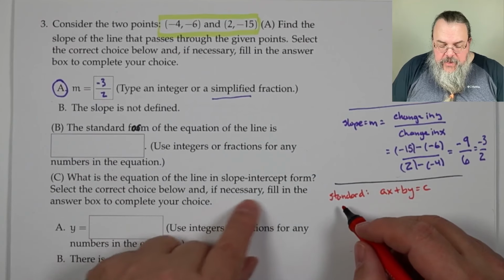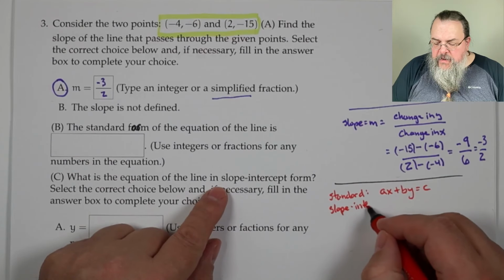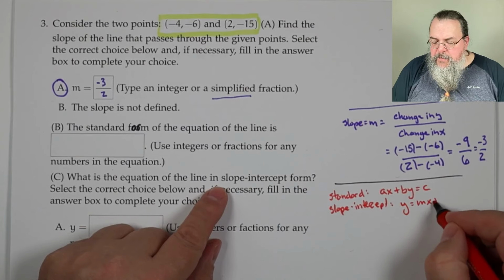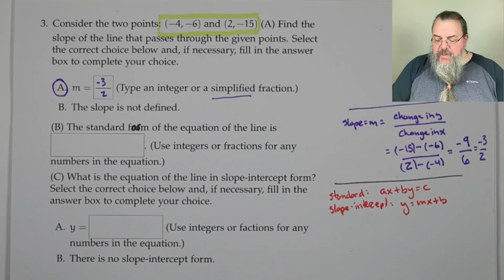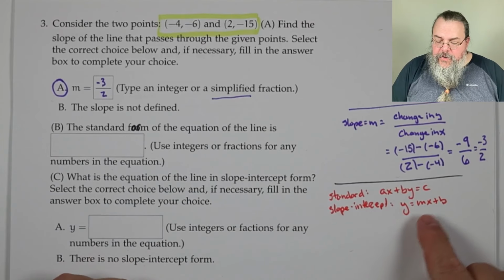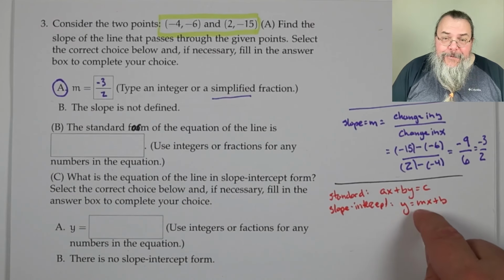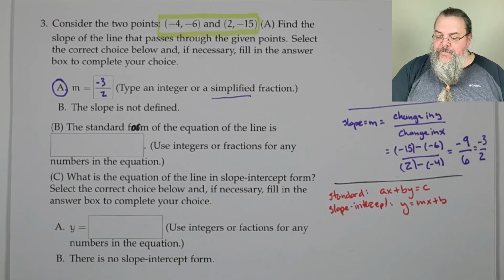Slope-intercept, which is down here, well, what does that look like? That's y equals mx plus b. This can't handle vertical lines, but it can handle anything else. Now, the good news is, for slope-intercepts, we already have m, because we found it in part A, so we're kind of halfway there, but we don't know b. So how do we proceed? There's a couple of ways to do this, but here's what I like to do.